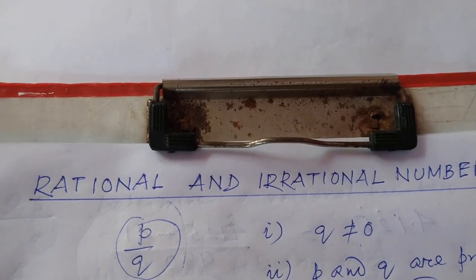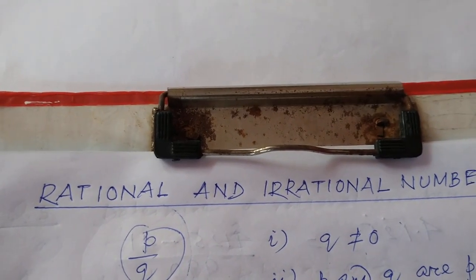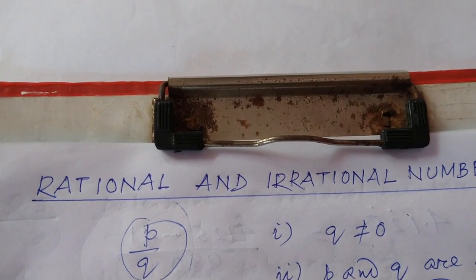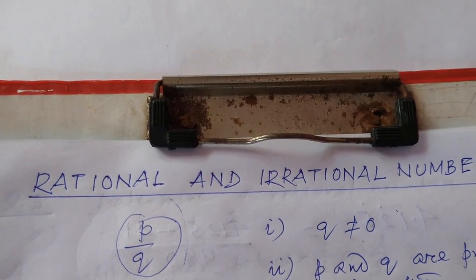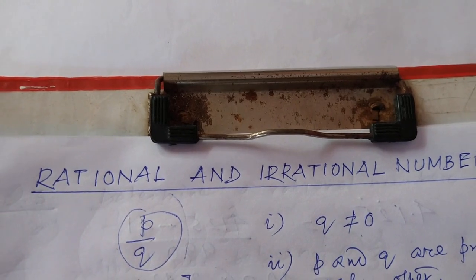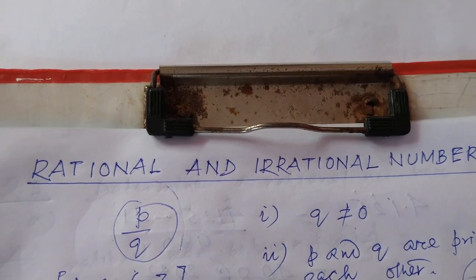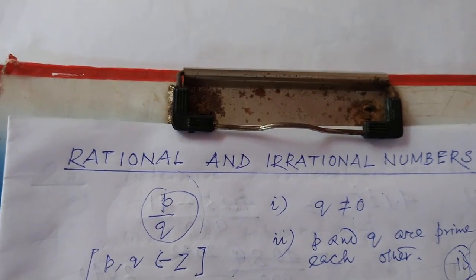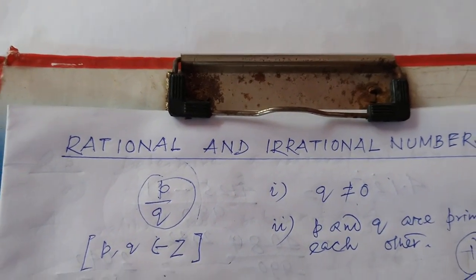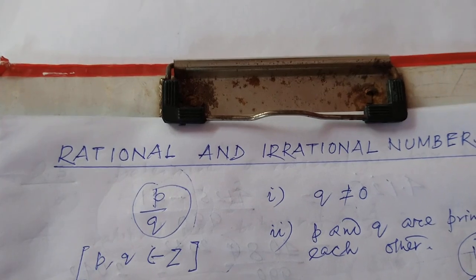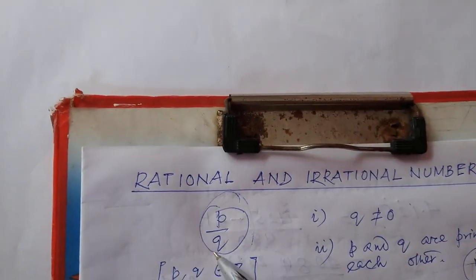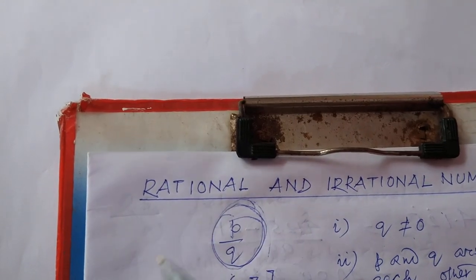I think you have already gone through rational numbers, as you have gone through sets. There you have learned natural numbers, whole numbers, integers, rational numbers, that is, real numbers also. Irrational numbers may not be known to you. So I am discussing the rational numbers.